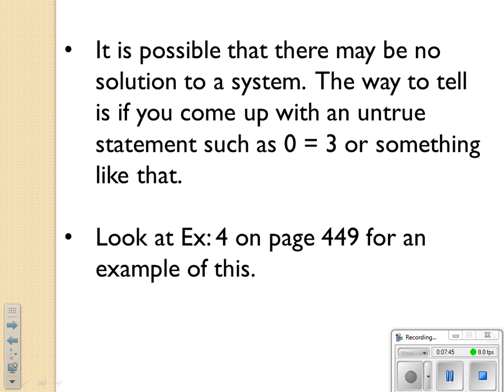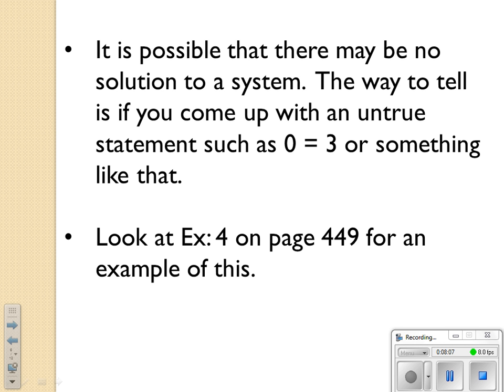All right, now it is possible that there might not be a solution to the system. We've talked about that already. The way to tell this is if when you're working with it and trying to eliminate variables, you end up with an untrue statement, something to the effect of 0 equals 3, maybe it ends up saying 5 equals 7, but something that's absolutely untrue. If you get to that point, you know that you don't have any solutions.